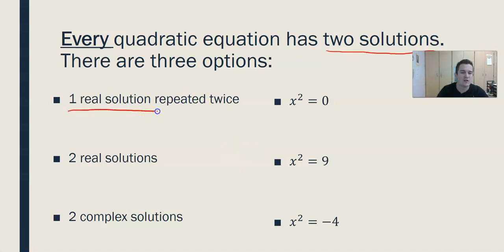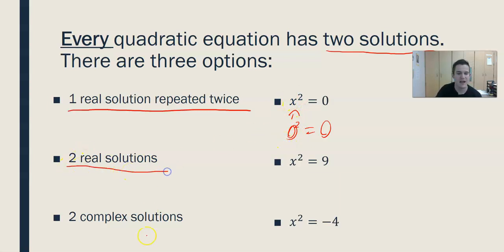Either you will get one real solution repeated twice. That's the first option. So let me give you the example of x squared equals 0. What value could I put in for x to get x squared to be equal to 0? Well, 0 squared is 0. And that's it. There's only one possible answer. One real solution, 0, that would make that quadratic function true. So the solution to this quadratic function, the answer is x equals 0.